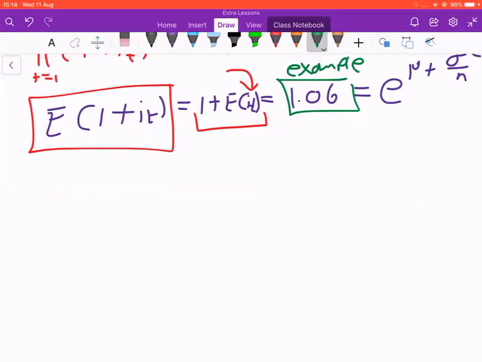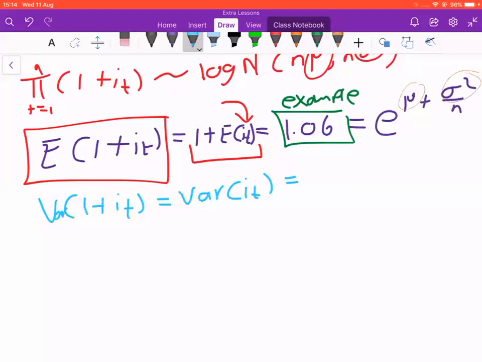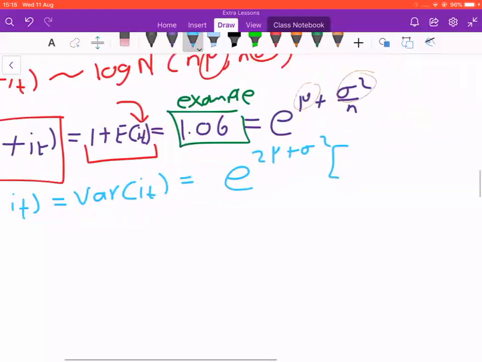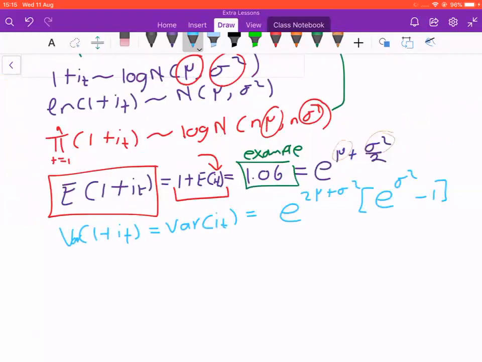Now you have two variables, so it means that you will want two equations. Again, the variance of 1 plus i is going to be equal to the variance of i, and it's going to be equal to e to the power 2 mu plus sigma squared, times e to the power sigma squared minus 1. This is supposed to be 2, by the way. So this is how you find your variables; you're going to solve for these things.